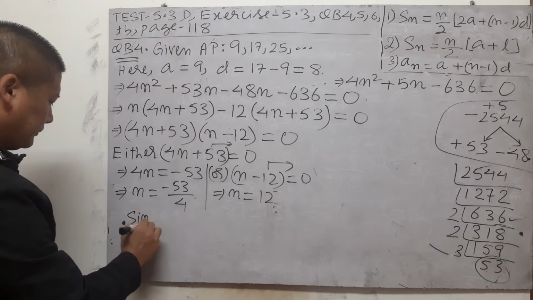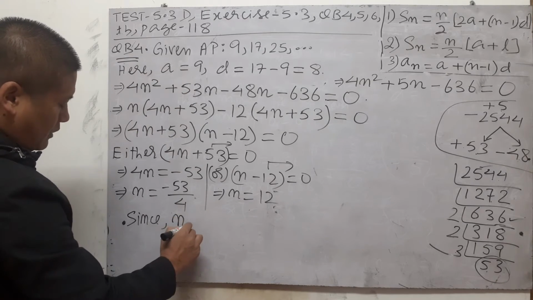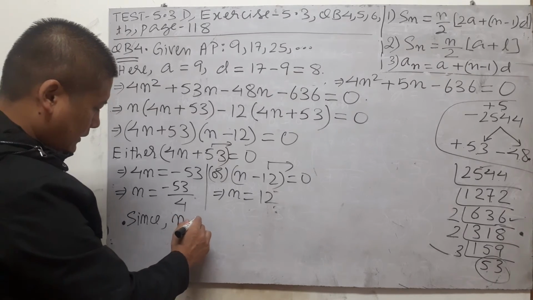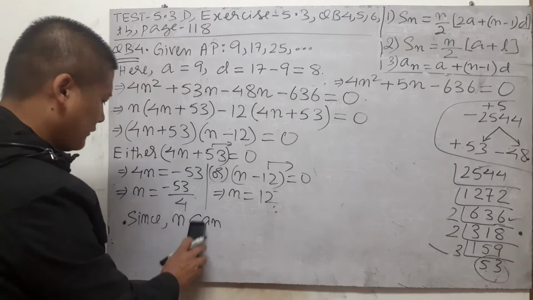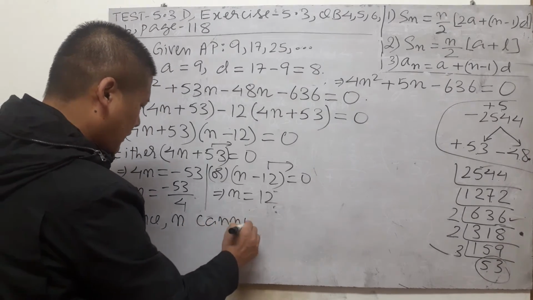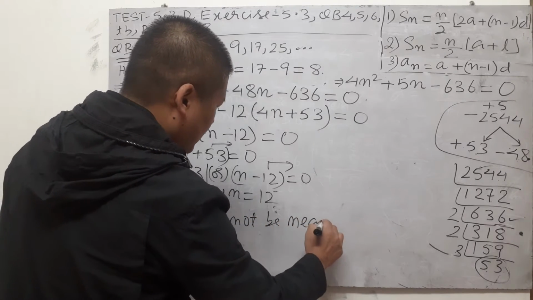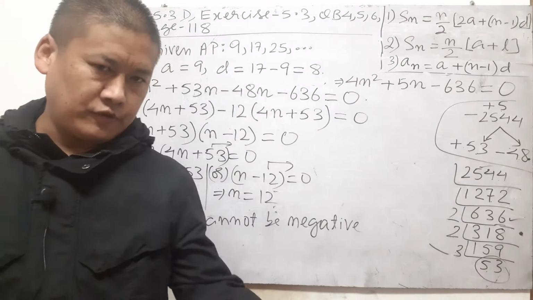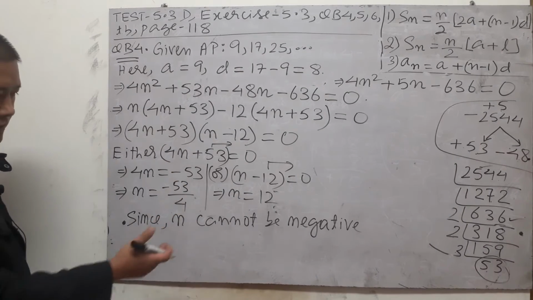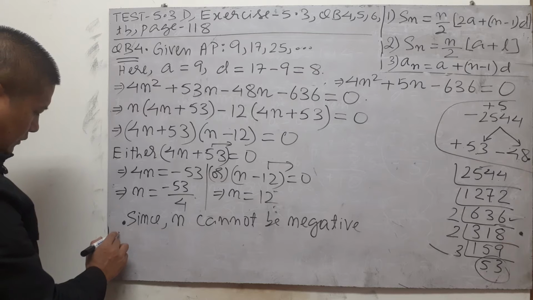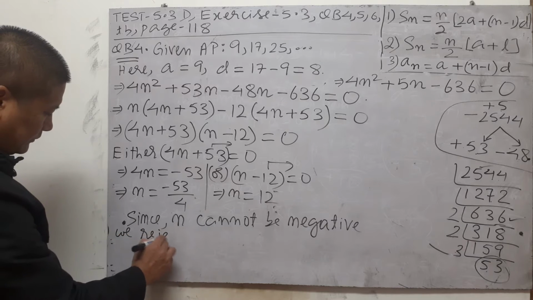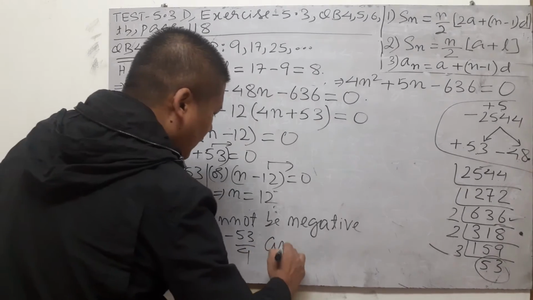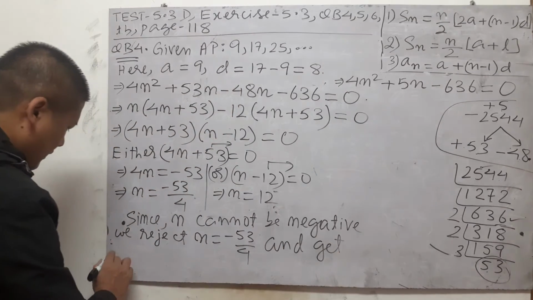But since n means number of terms, and n is the number of terms, it cannot be negative. The number of terms can never come out negative. Number of students, for example, in a class cannot be negative, right? So the number of things or number of terms cannot be negative. So we reject n equal to minus 53 by 4.